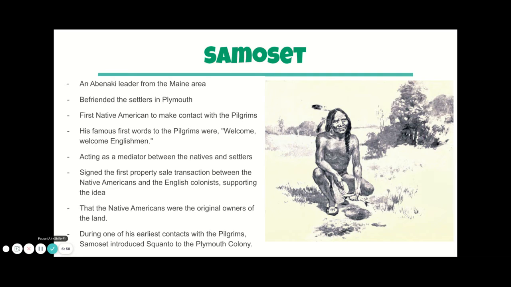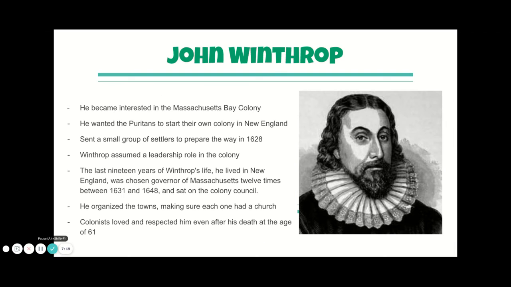Just like Squanto, he kind of helped translate and mediate. He signed the first property sale transaction between the natives and the English colonists, supporting the idea that the Native Americans were the original owners of the land. During one of his earliest contacts with the Pilgrims, Samoset introduced Squanto to the Plymouth colony as well.